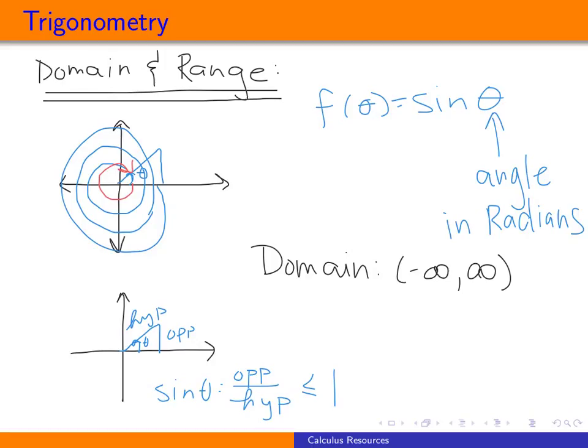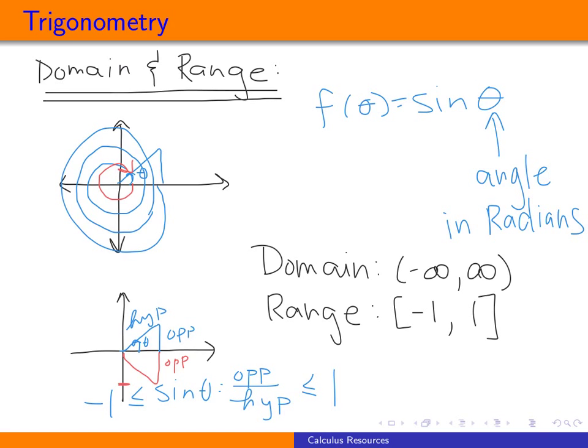And then it's also possible that the triangle has a negative value for the opposite, if that y value there is some sort of negative number. So sine theta also can't be smaller than negative 1. So our range for f of theta equals sine theta is negative 1 to 1 inclusive. We can get a value of 1 and we can get a value of negative 1. So this is one way to think about the domain and range of sine theta.